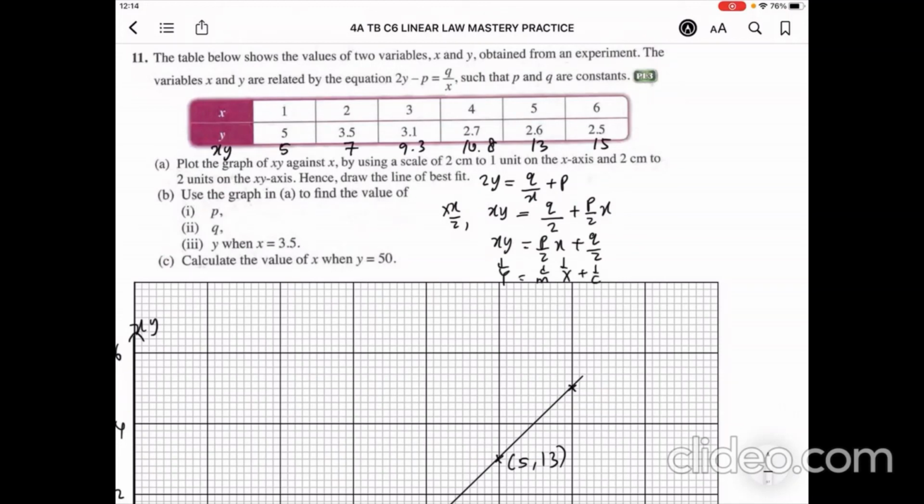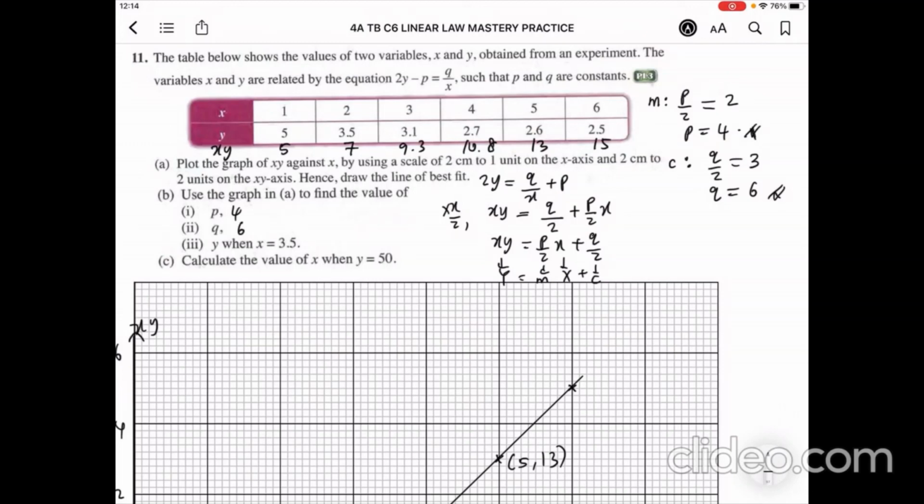Okay, so I'm going to squeeze in here my gradient. If I compare my equation with the graph, my gradient is 2. So P over 2 is 2, P is just 4. And if you compare, my y-intercept is q over 2. From the graph it is 3, equation is 2, q is just 6. Also, right, so this is 4, this is 6. Also find the value of y when x is 3.5.